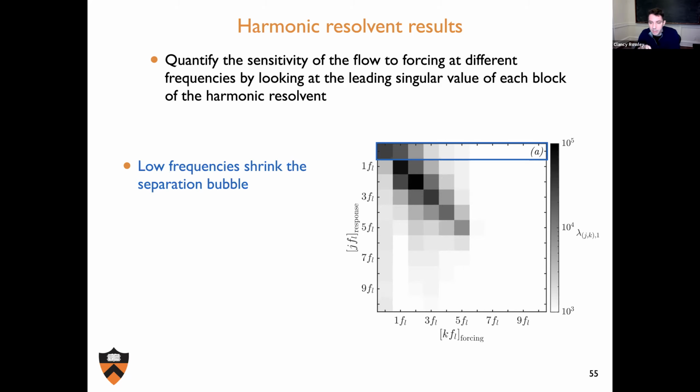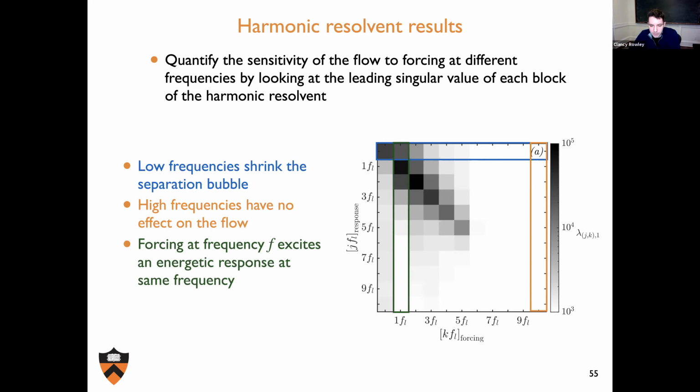And we see that the mean separation bubble, which is in blue, is affected by low frequencies. If you force at frequency 0 or frequency 1, you'll have an impact on this. At frequencies 2 and 3, you have some lesser impact on the mean separation bubble. But if you force at frequency 10F, then you have basically no effect on the mean separation bubble. In fact, you don't have an effect on any of the flow if you force at such a high frequency.